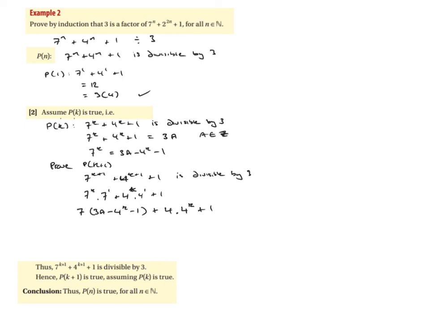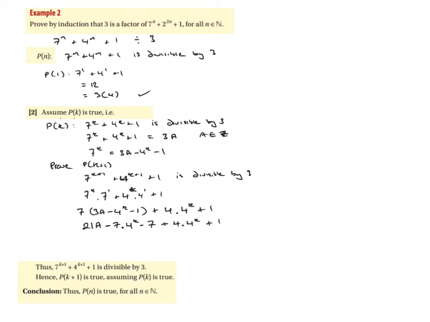And now we are going to multiply out that bracket like we did last time. If we do that, we get 21a minus 7 multiplied by 4 to the k, minus 7, plus 4 times 4 to the k, plus 1. Now guys, this is not 7.4 to the k, it's 7 times 4 to the k. And likewise, this is 4 times 4 to the k.